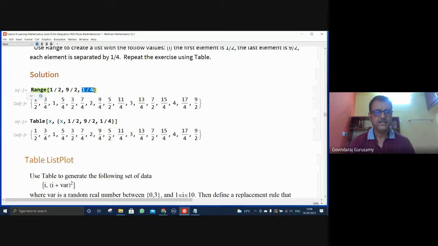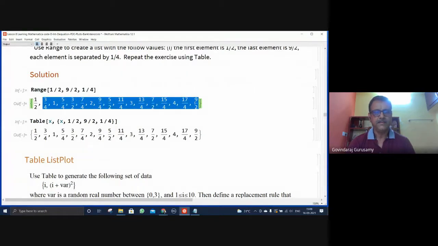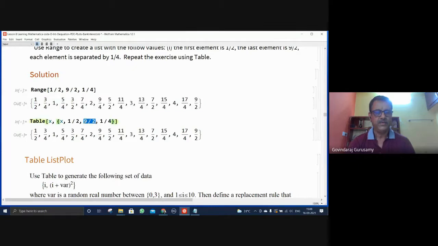Range gives only one statement, which is tabulated here. I'm going to use a table with x starting from half to 9 by 2, the end value, then increment of 1 by 4. They are one and the same, so I don't want to even do this one. When I want to have such a series to be written, use the range. Okay, a range is available for me to use.